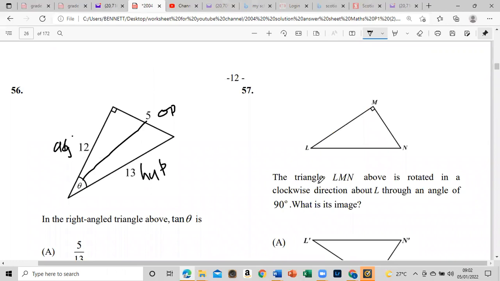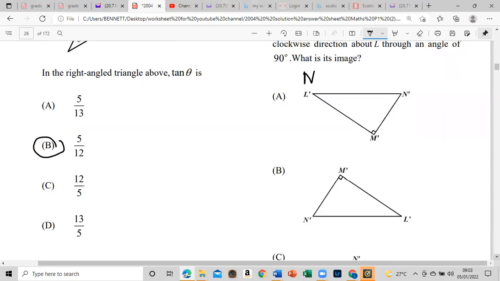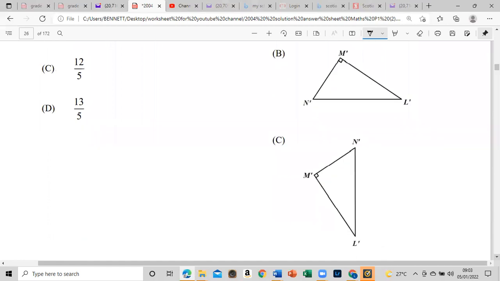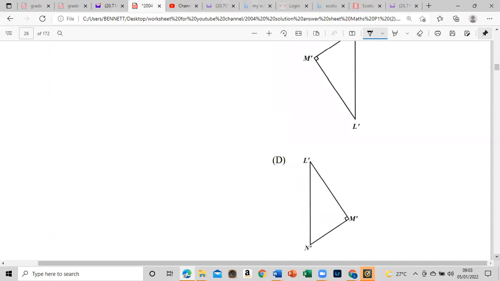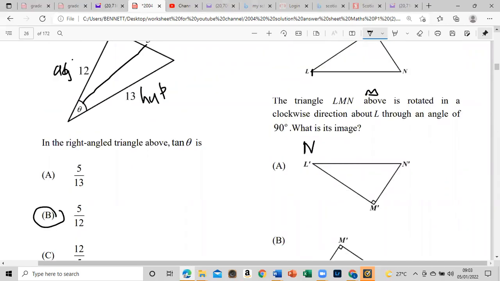57. The triangle LMN above is rotated in the clockwise direction about L. So I could just write it. So we rotate L in a clockwise direction 90 degrees. So boom. N will go down by itself. So if you turn 90, N goes down by itself. So L could also see N down the side.